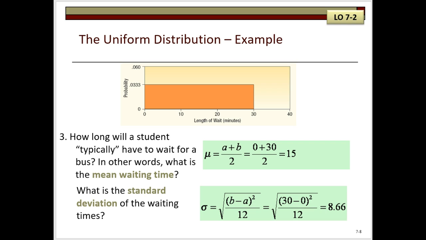Next, we compute the standard deviation of the waiting time. This is done by dividing by 12 the square of the difference between the highest and lowest points of the distribution, and then taking the square root. Here the standard deviation is 8.66 minutes, which measures the variation in the student wait times for the bus.